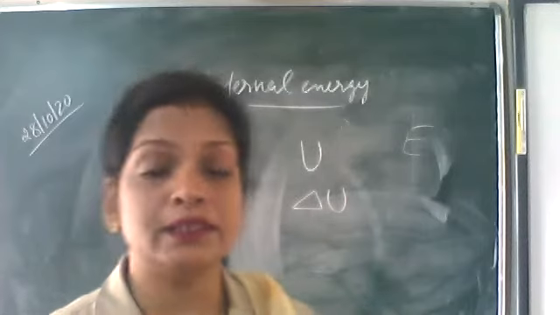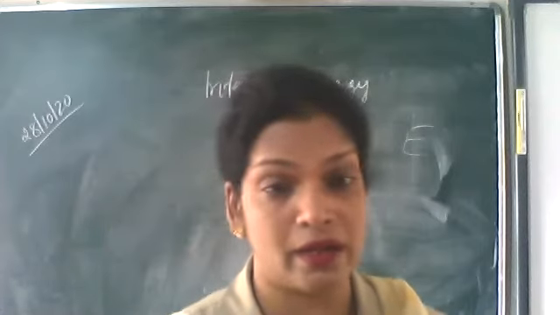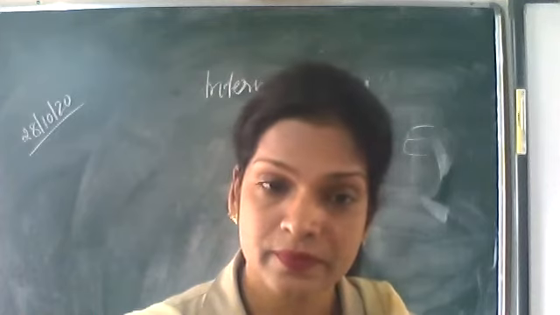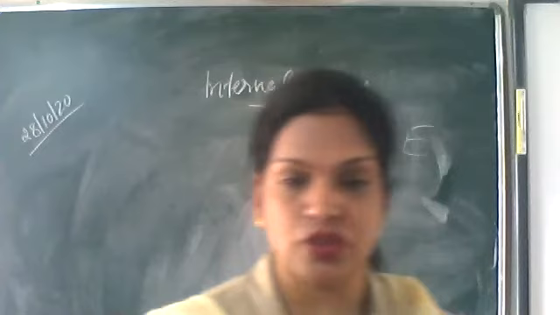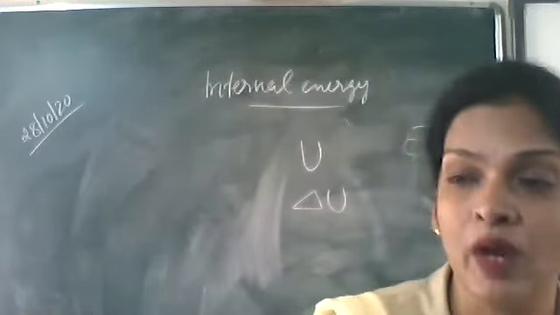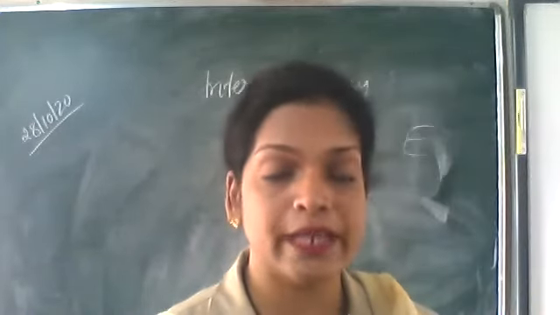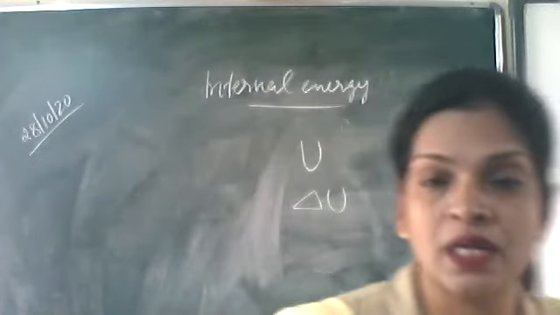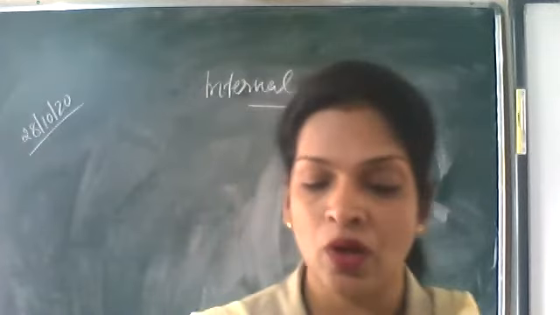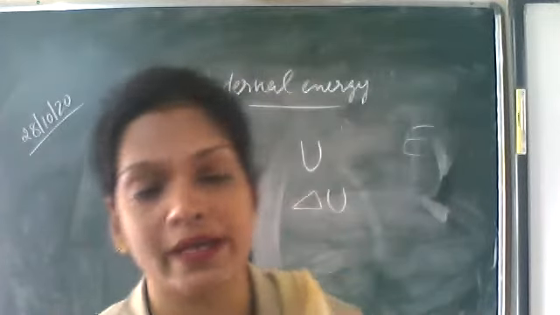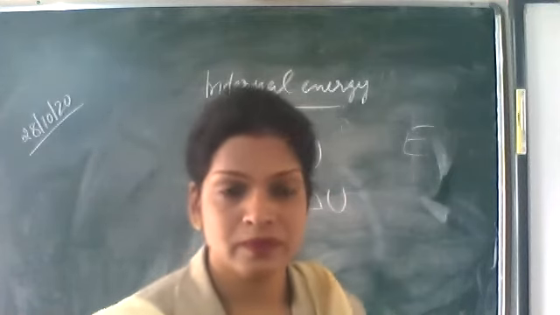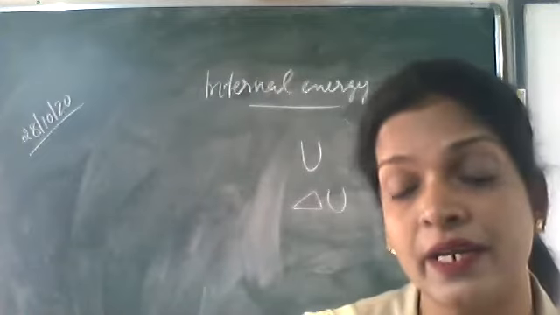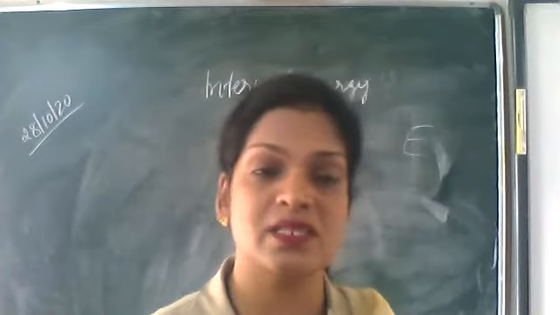Now, internal energy can be changed by different methods. For you, write down: internal energy can be changed by, number one, work is done on the system, or work is done by the system. What is meant by work is done on the system?